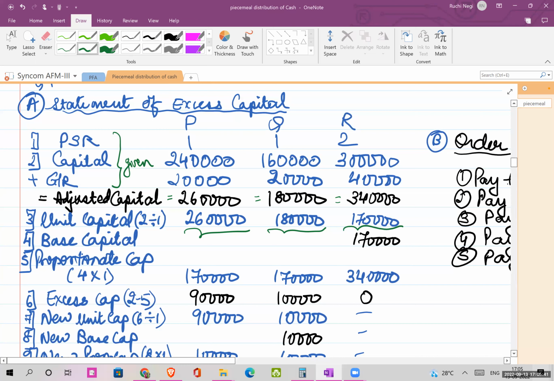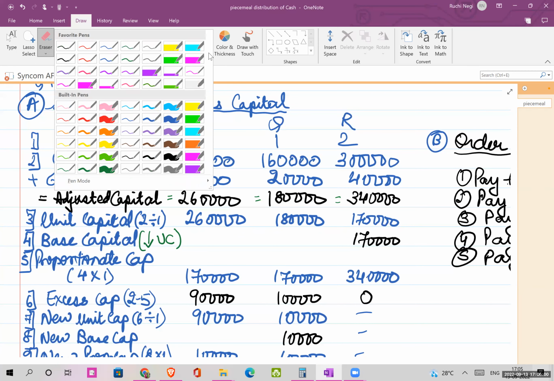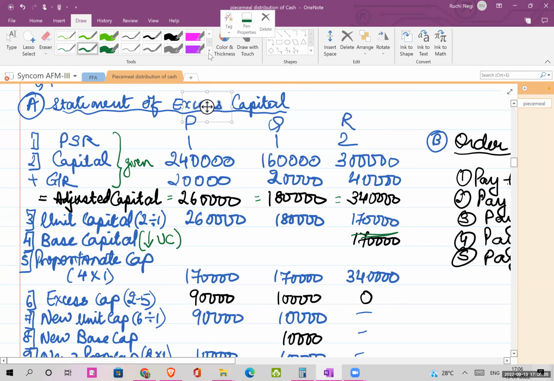ठीक है, फिर हम निकालेंगे बेस कैपिटल. What is base capital? Base capital is nothing but the lowest of unit capital. तो 2,60,000, 1,80,000 और 1,70,000 में से सबसे छोटा अमाउंट कौन सा है? ऑब्वियसली आप बता सकते हो, राइट? सबसे छोटा अमाउंट है 1,70,000. करेक्ट? That is the smallest amount.